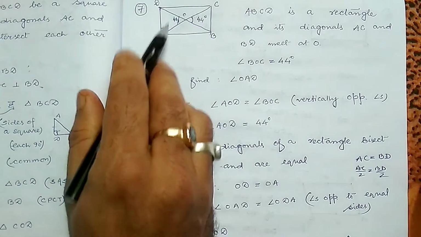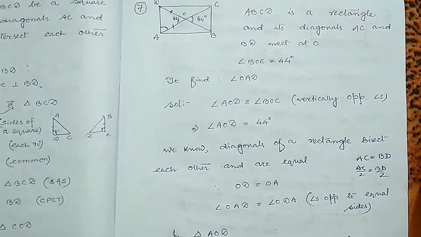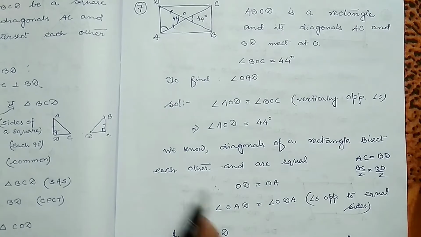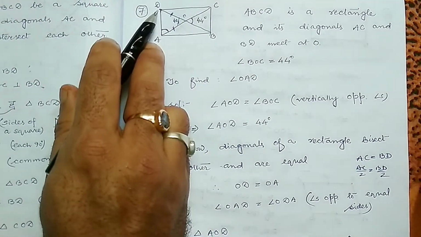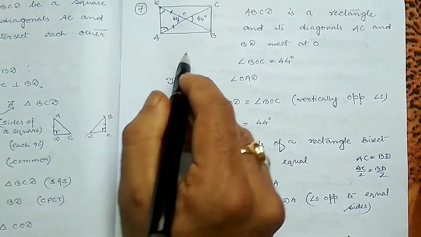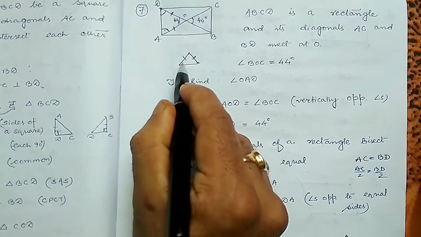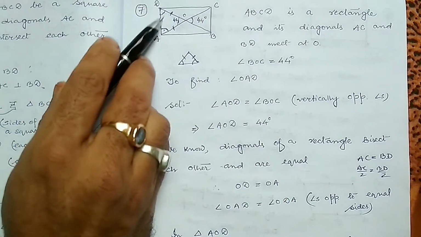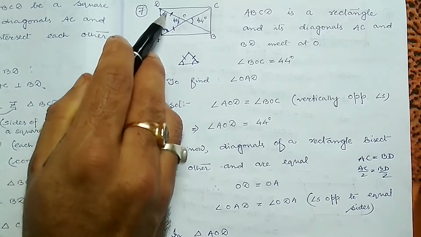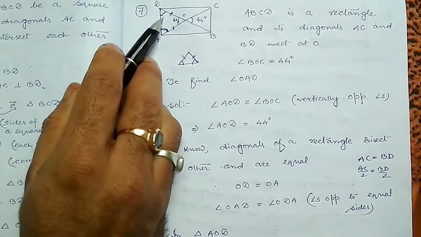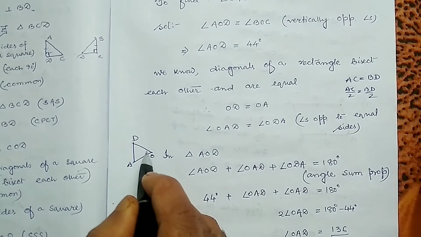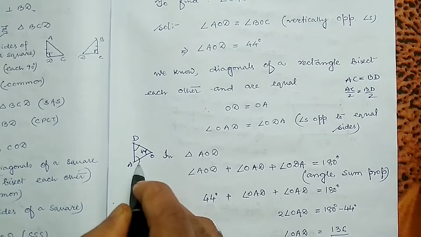Clear? So here this side equals this side. Since these two sides are equal, their opposite angles must be equal. So angle OAD and angle ODA, these two angles must be equal. In a triangle, if two sides are equal, their opposite angles are equal. So in this triangle, this side and this side are equal, so their opposite angles, this angle and this angle, must be equal. Let me draw this figure. AOD, this one is 44 and these two angles are equal.